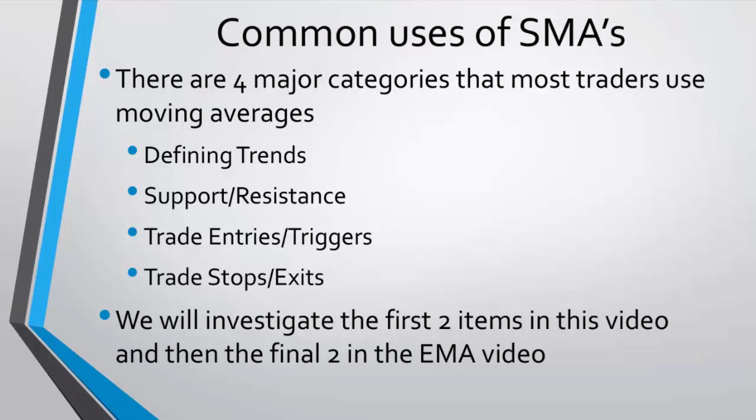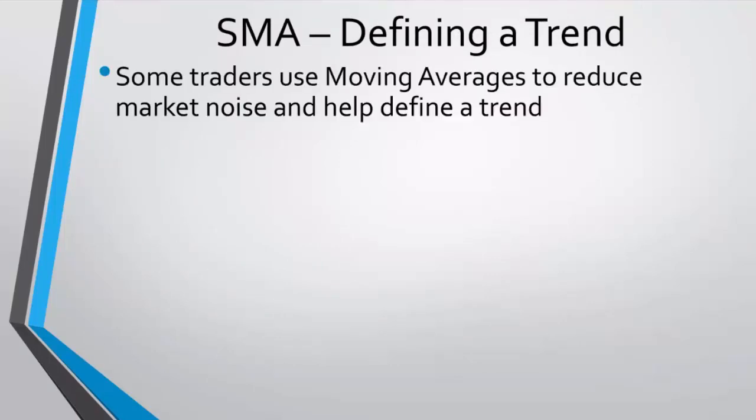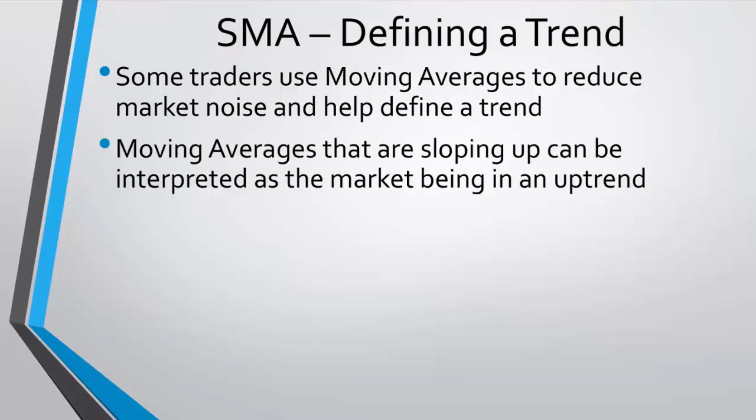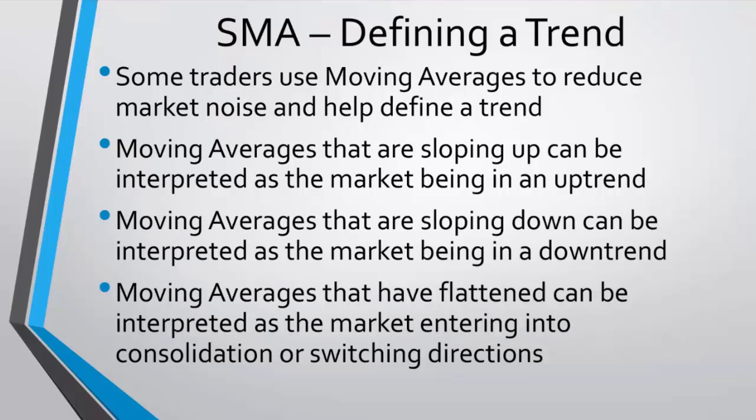Just covering 2 in this video and 2 in the next video. Let's look at the simple moving average for defining a trend. Some traders use moving averages to reduce market noise and help define a trend. Moving averages that are sloping up can be interpreted as a market being in an uptrend. Moving averages that are sloping down can be interpreted as a market being in a downtrend. Moving averages that have flattened can be interpreted as a market entering into consolidation or switching directions.